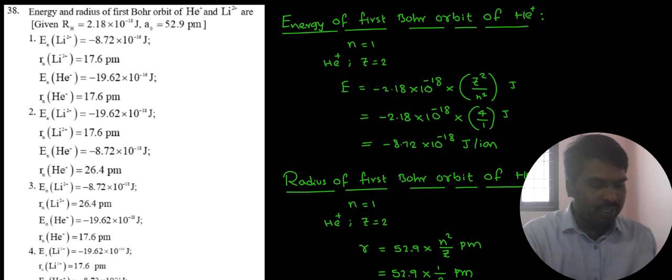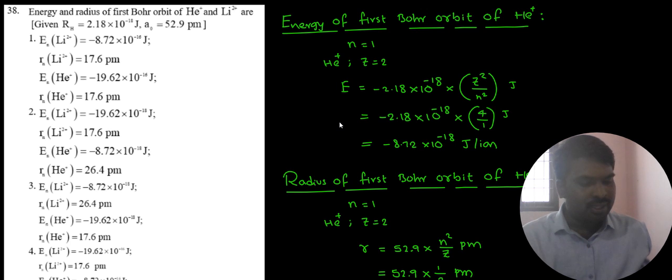So you can calculate like minus 2.18 × 10^-18 into Z square by n square. So Z square is 2 square, 4, n square is 1 square, 1, into 4 by 1, then minus 8.72 × 10^-18 joule per atom. This is energy of first Bohr's orbit of helium plus.